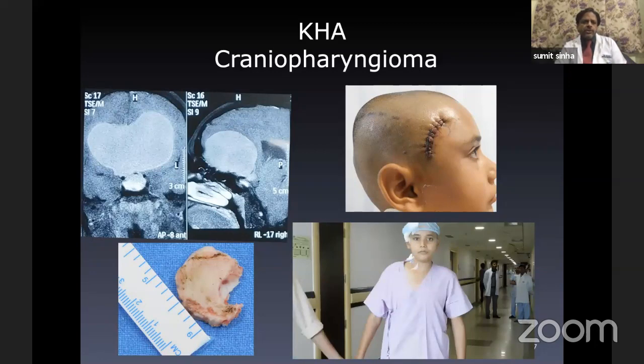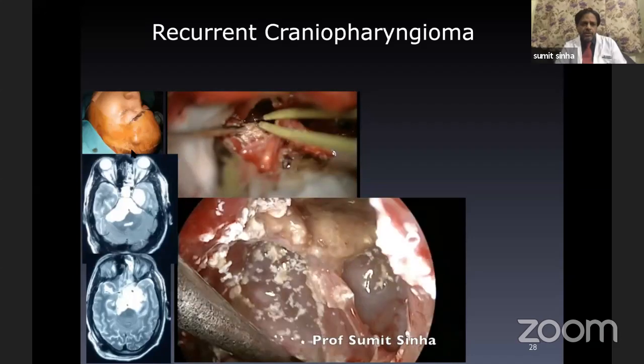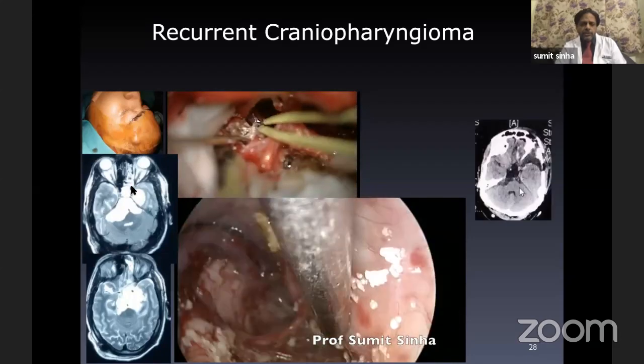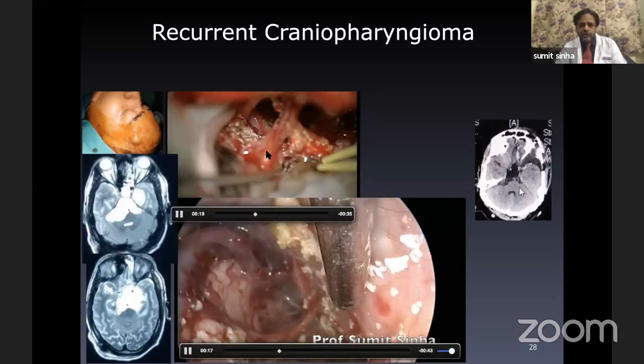Recurrent craniopharyngioma. Now, this patient came to us as a recurrence of the craniopharyngioma. The first operation was done outside at some other hospital. And then when he came to us, we chose to do a mini-pterional craniotomy, and you open the incision from here to here. And this was, as you see, a multi-compartmental craniopharyngioma, and this is the microscopic vision.